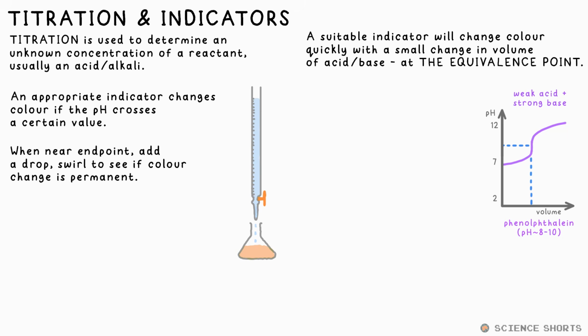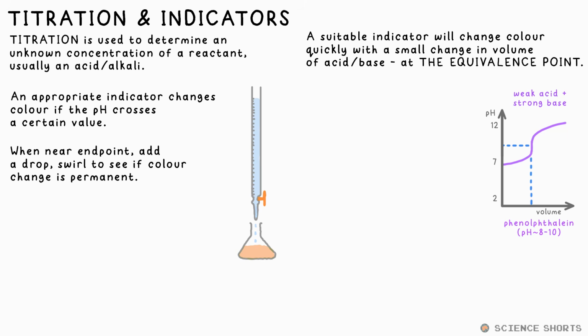So here's the pH curve for a reaction. The pH changes rapidly such that the line is vertical. We wouldn't use methyl orange indicator for this reaction as it changes color over the pH range of 3 to 5. That's not near the vertical position of our curve.